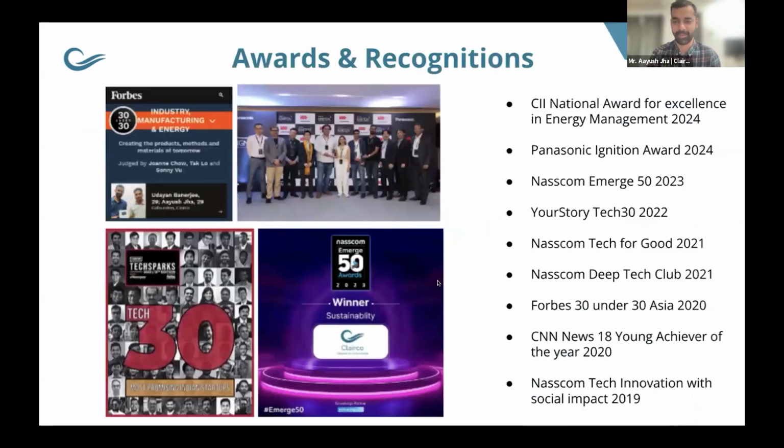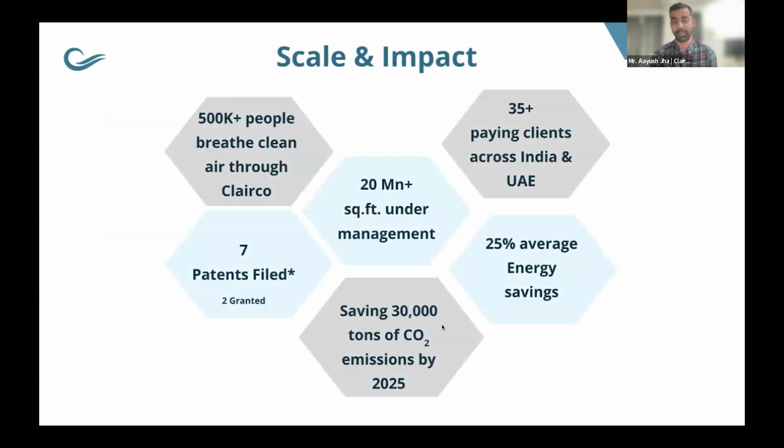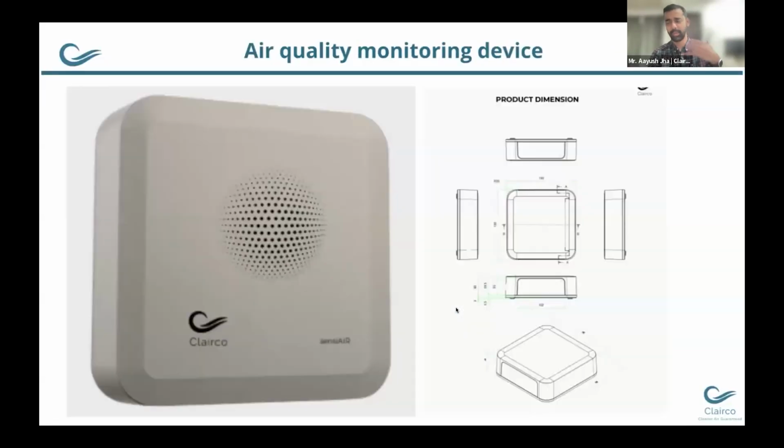So this slide she's already covered. So I'm the founder of Clareco. We've been around since 2018, have presence in around 35 million square feet. I'm also Forbes 30 under 30, and we won multiple different awards. We also have 7 patents, and we're doing a lot of work on air quality and energy efficiency as well.